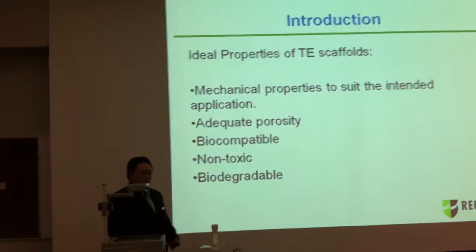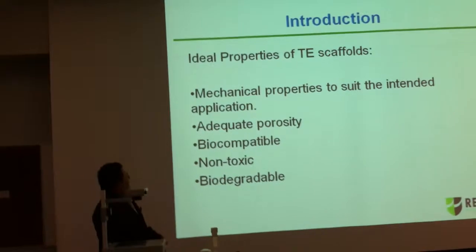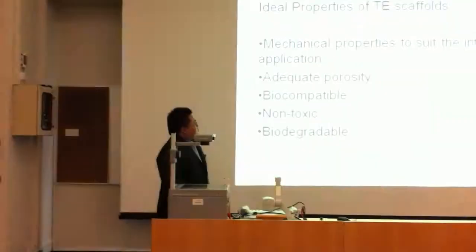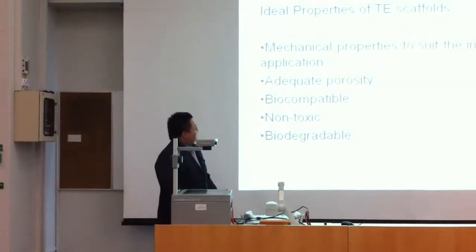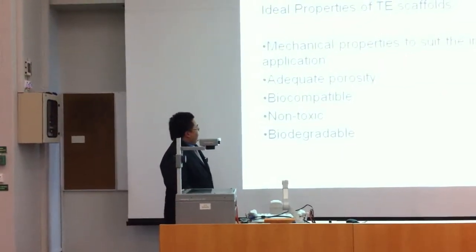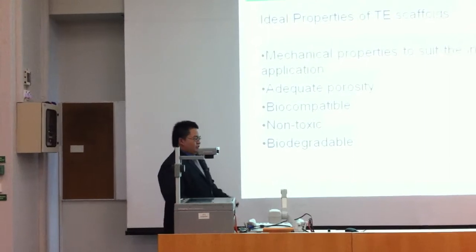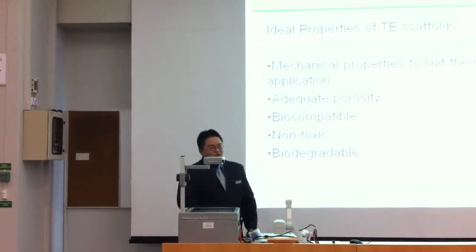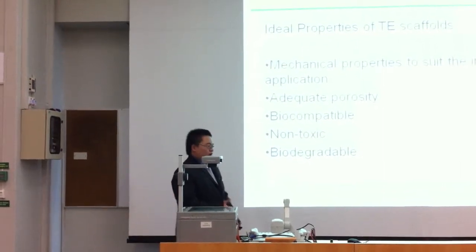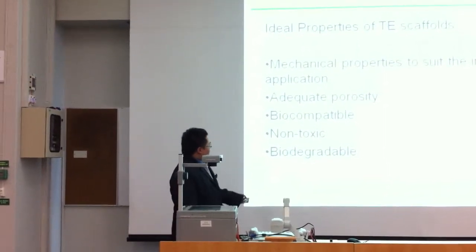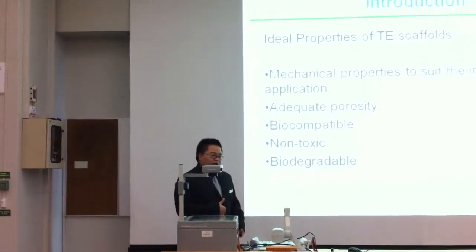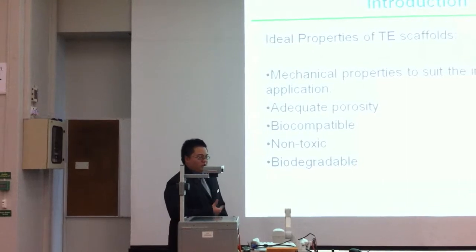So the ideal properties of a tissue engineering scaffold. Firstly, the mechanical properties have to suit the intended application. And then after it has to have adequate porosity. And then next it has to be biocompatible so that it does not provoke the human immune system that can cause adverse reactions. Next will be non-toxic and biodegradable. Biodegradable suggests that the polymer will break down in the body and after it will be either reabsorbed or excreted as waste.